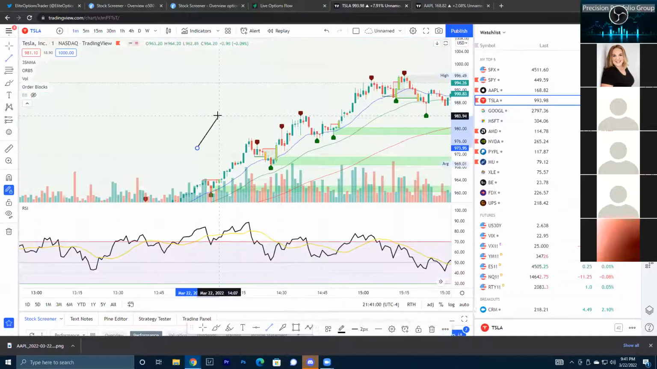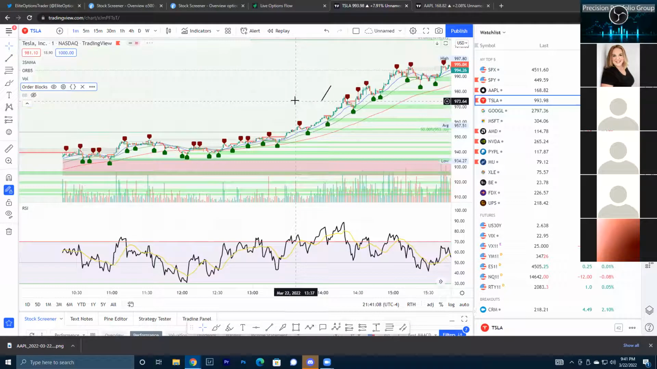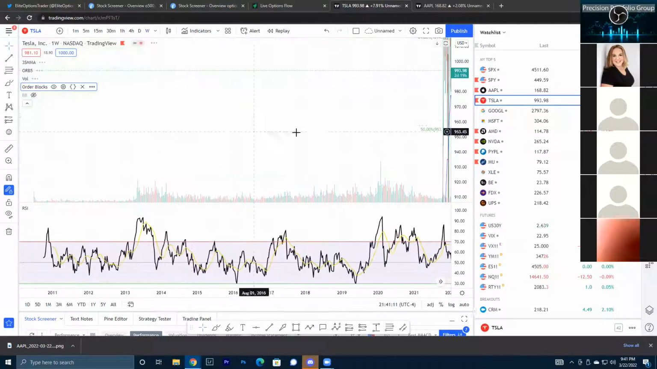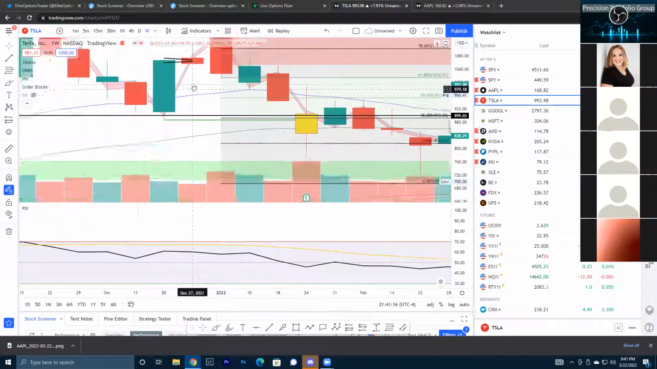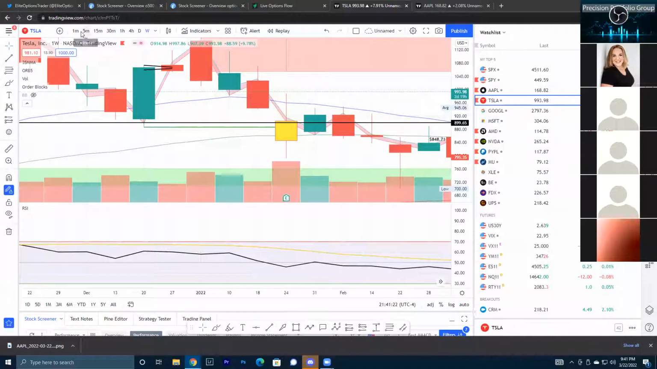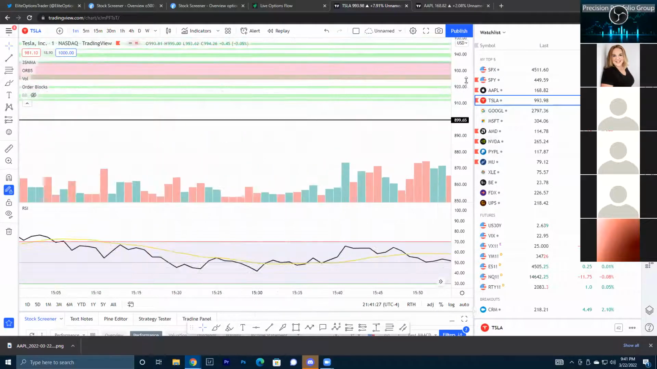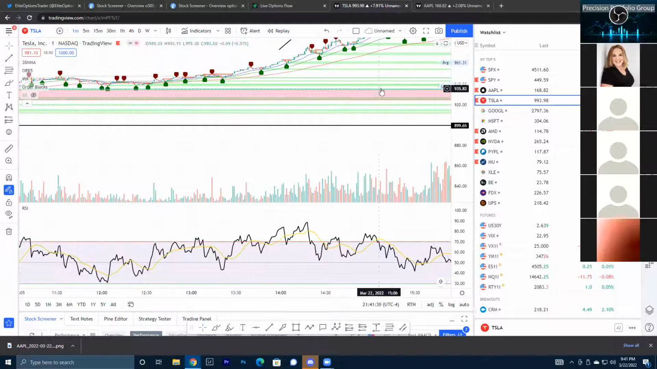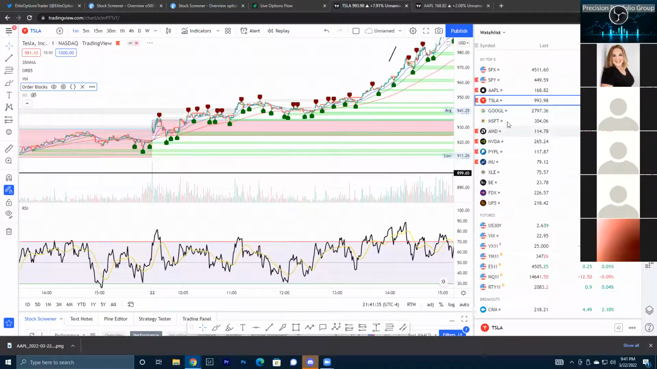So the way I got into Tesla today was very good. Tesla was moving, but I really didn't pay attention to Tesla that much in the morning. I was looking at Microsoft and Google.